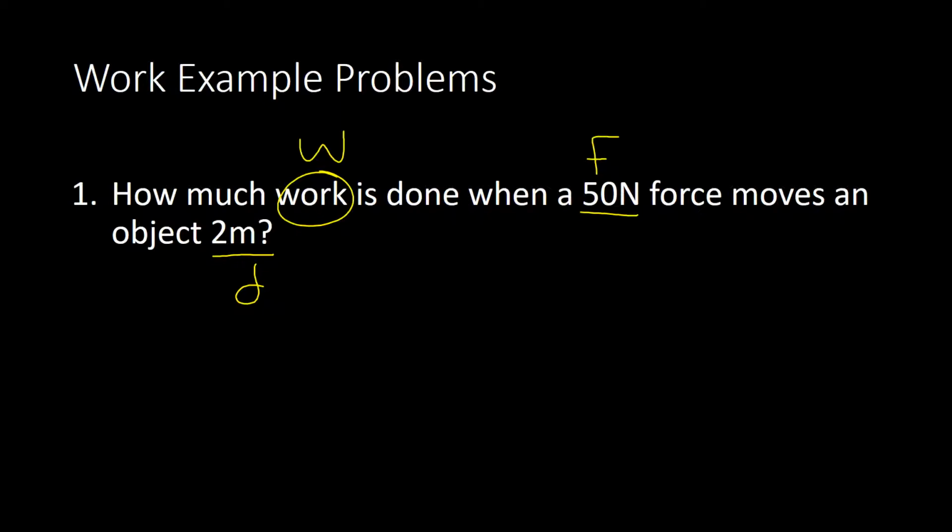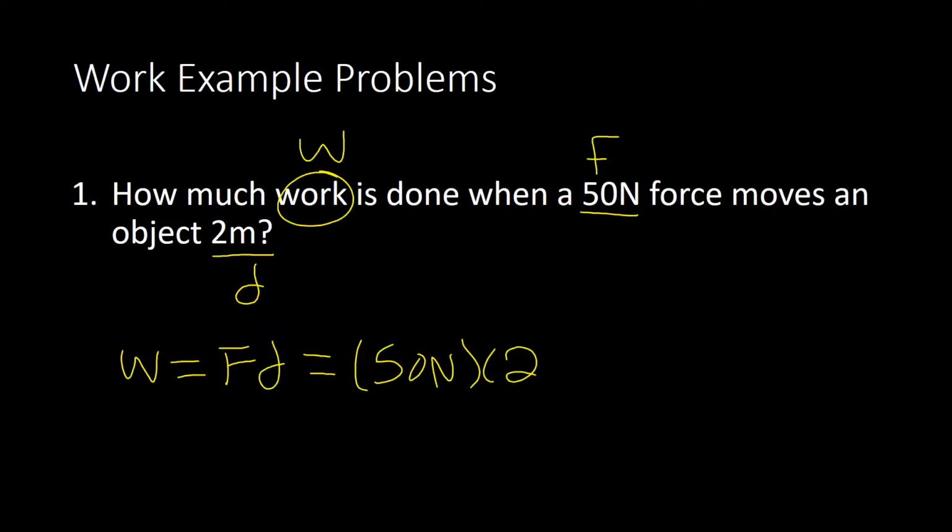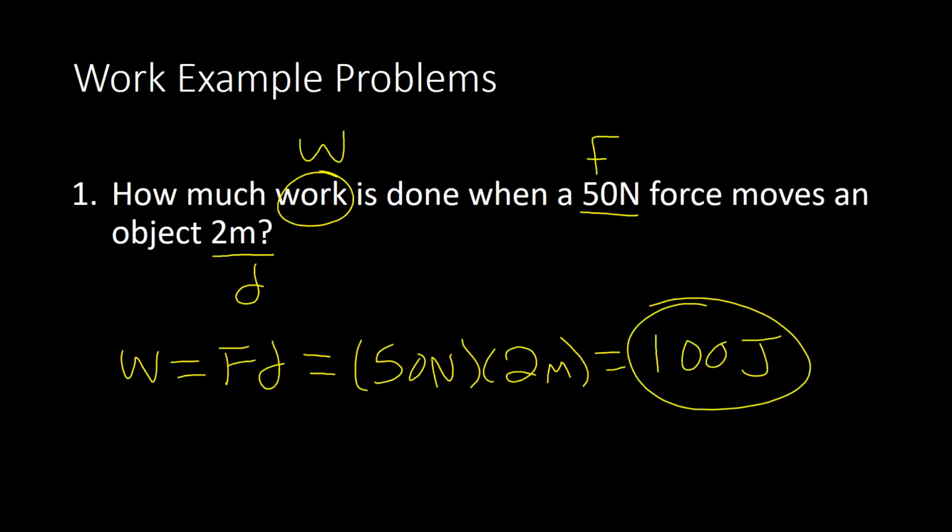So then step 2, I'm going to write my formula. W equals F times D. Step 3, I'm going to plug my numbers in. 50 newtons times 2 meters. And then step 4, I'm going to solve. 50 times 2 gives me 100 joules. Joules is my final answer. So 100 joules of work.